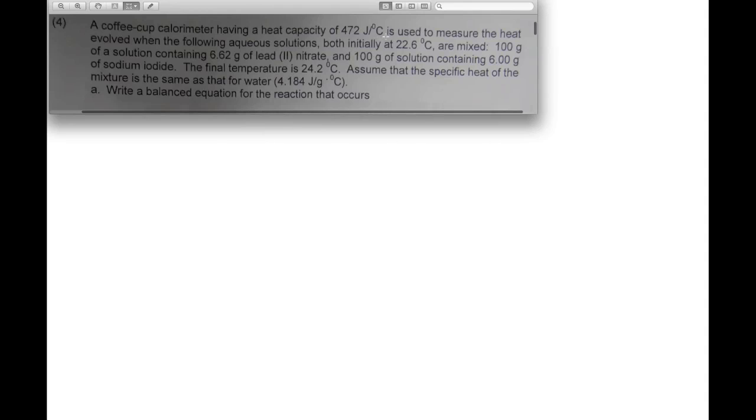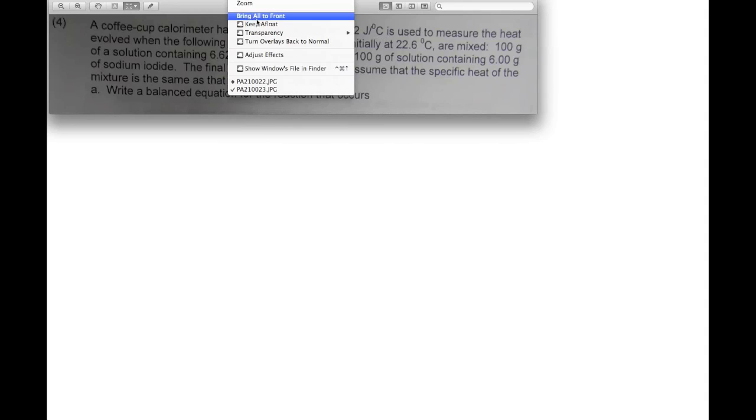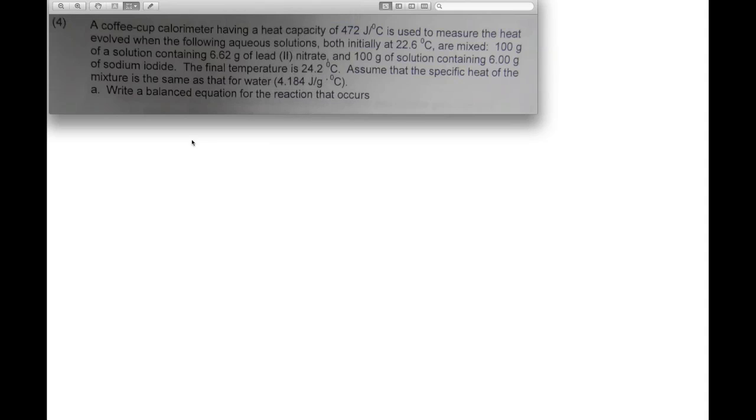A coffee cup calorimeter having a heat capacity of 472 joules per degree Celsius is used to measure the heat evolved when the following aqueous solutions, both initially at 22.6 degrees, are mixed. 100 grams of a solution containing 6.62 grams of lead-2 nitrate and 100 grams of solution containing 6 grams of sodium iodide. Final temperature is 24.2 degrees Celsius. Assume that the specific heat of the mixture is the same as that of water. Write a balanced equation for the reaction that occurs.